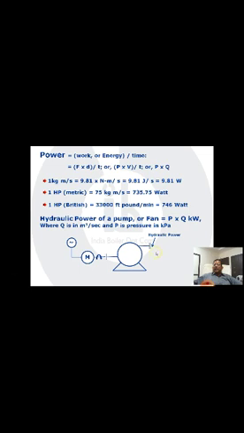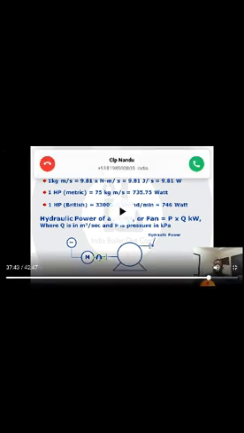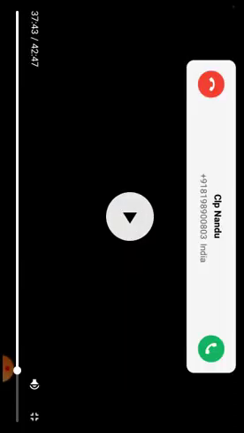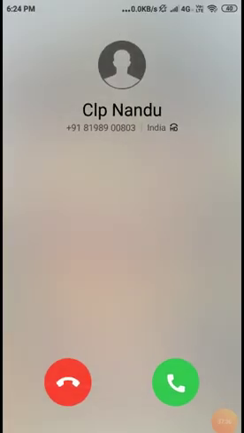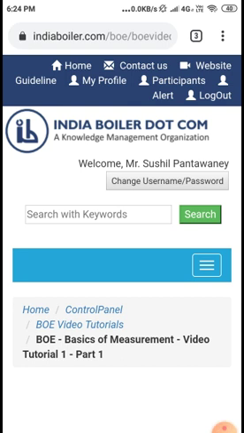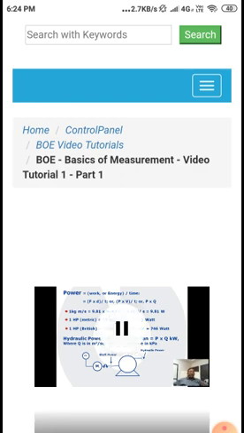Please remember, when we say pump power, it is the hydraulic power we are talking about. But then there is an input to the pump, which is the output of the motor. This is known as shaft power. This is not the motor power. Please remember that.